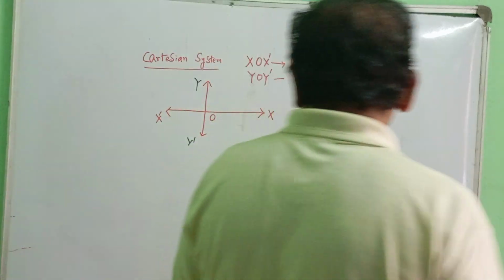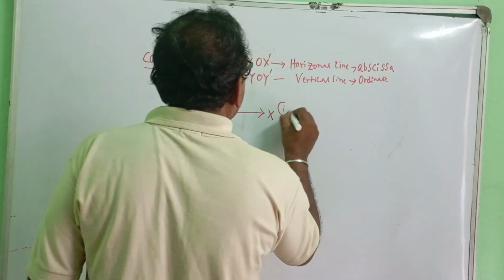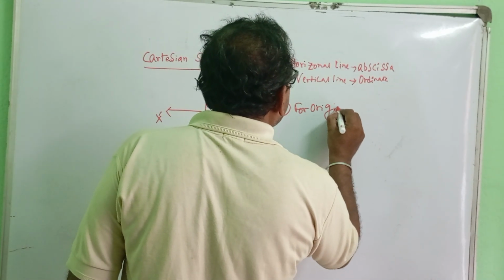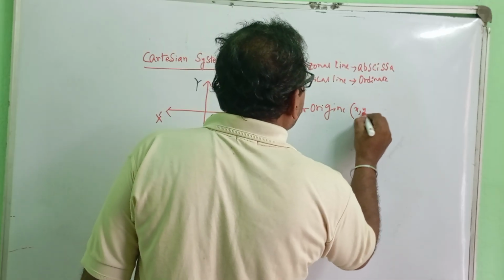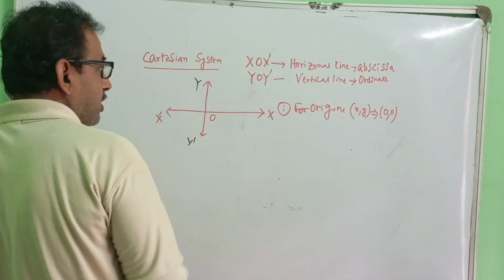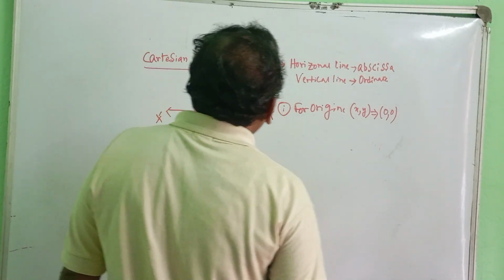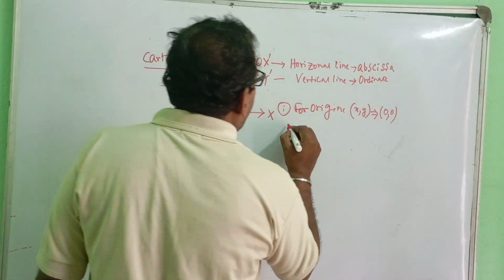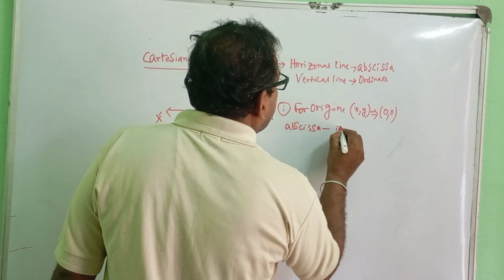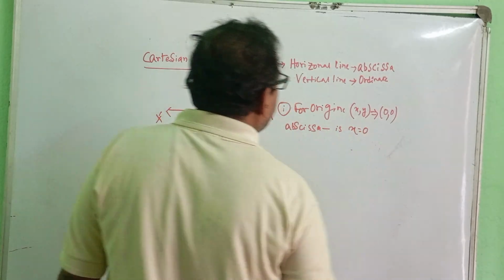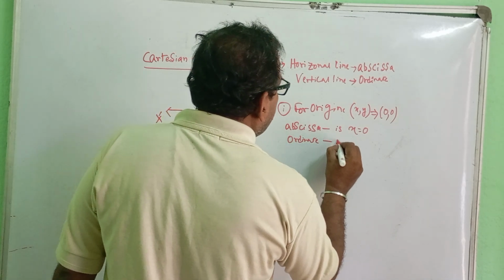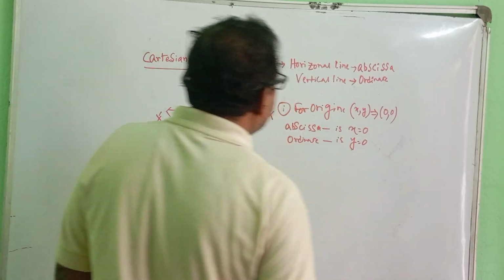Now for origin, number 1. For origin, it is x, y, that means 0, 0. Now the first question they have given is: what is the coordinate of abscissa at origin? Abscissa is x is equal to 0, and then ordinate is y is equal to 0.